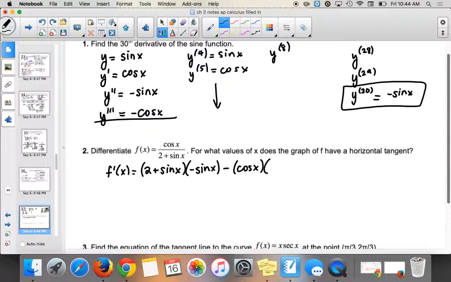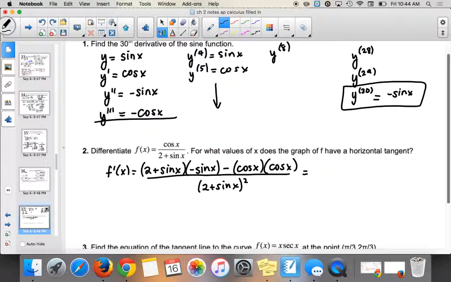Just, not sine, cosine, right? Did you say cosine? Okay. Yeah, cosine of x. All over the square of what's below, so 2 plus sine of x squared. So the derivative of 2 is 0, and the derivative of sine is cosine, yeah.